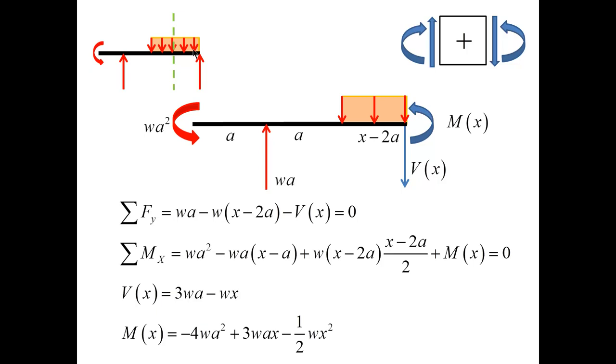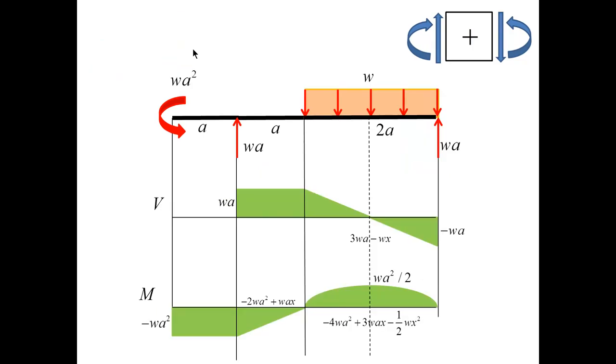Now I have the expressions for V and M on all three segments, and I just simply plot these functions. I collect it all in one diagram, and you could go back and verify that the functions shown here were the solutions of equilibrium equations on each segment.